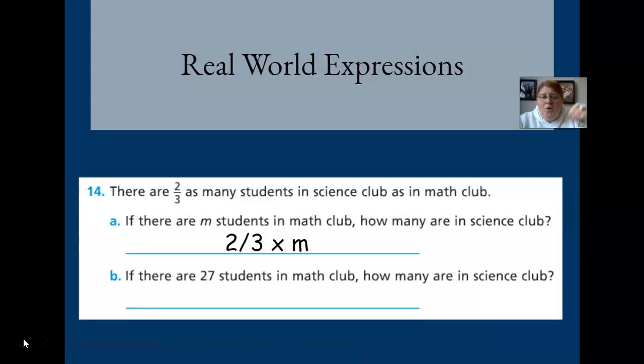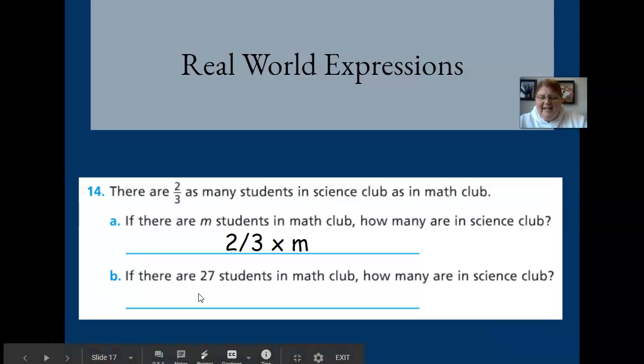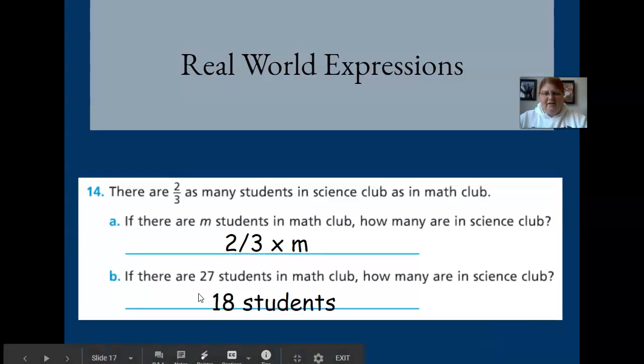Okay, so now part B says if there are 27 students in math club, how many are in science club? So I'm going to take that 27 and put it in place of M. So now I have 2/3 times 27. Remember, you can simplify because 3 goes into 27. And so that would be 2 times 9, right? So you should get the answer of 18 students.